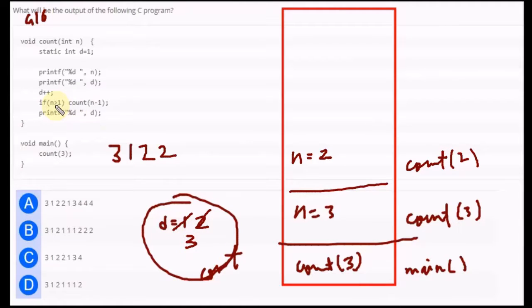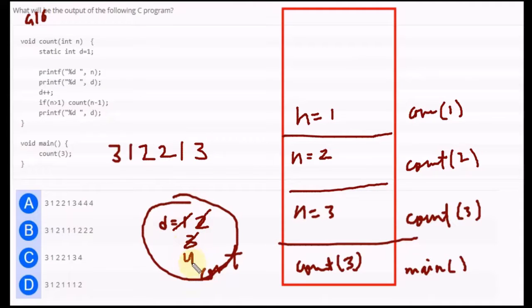Now this condition is true, so we call our count function again with the value reduced by 1. Now n is equal to 1, and the initialization line is not executed. Now we print the value of n, that is 1, and after that the value of d, that is 3. Now we increase the value of d by 1, so it will be 4. Now this condition is false, so we are not going to call our function. We print the value of d, that is 4.